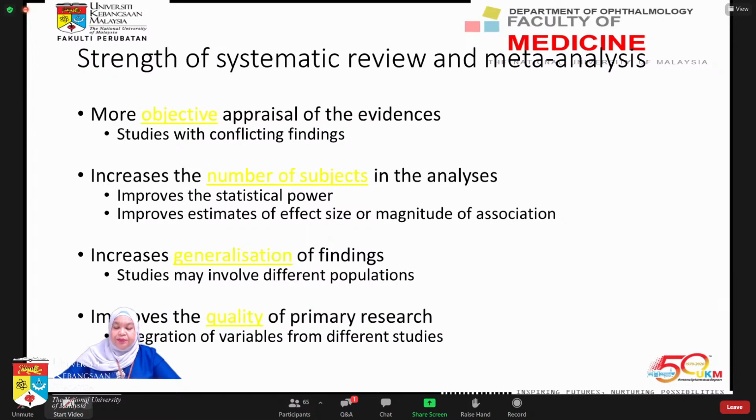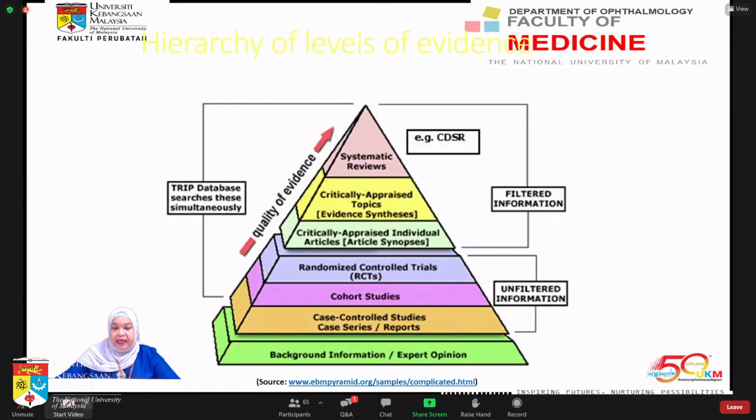Okay. So the systematic review is very powerful in that it's very objective. It increases the number of subjects, it increases the generalization of the findings, and improves the quality of research. Okay, so when you look at the hierarchy of level of evidence, the systematic review is the highest evidence there is. Okay, and one of the systematic reviews that you always look at is the Cochrane reviews, especially in medicine.